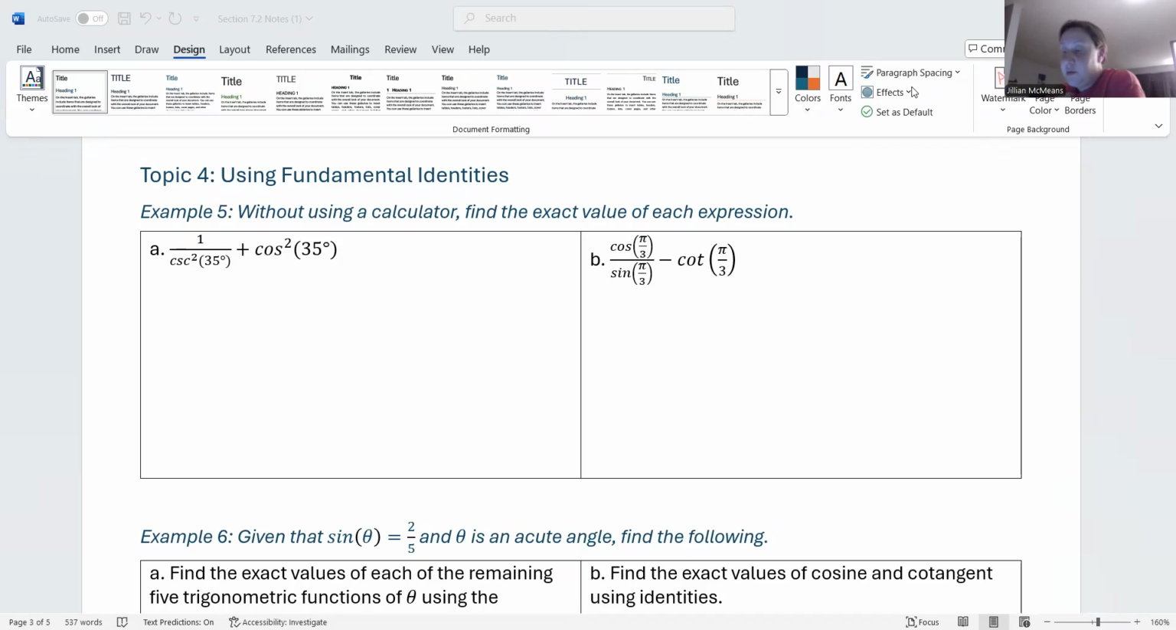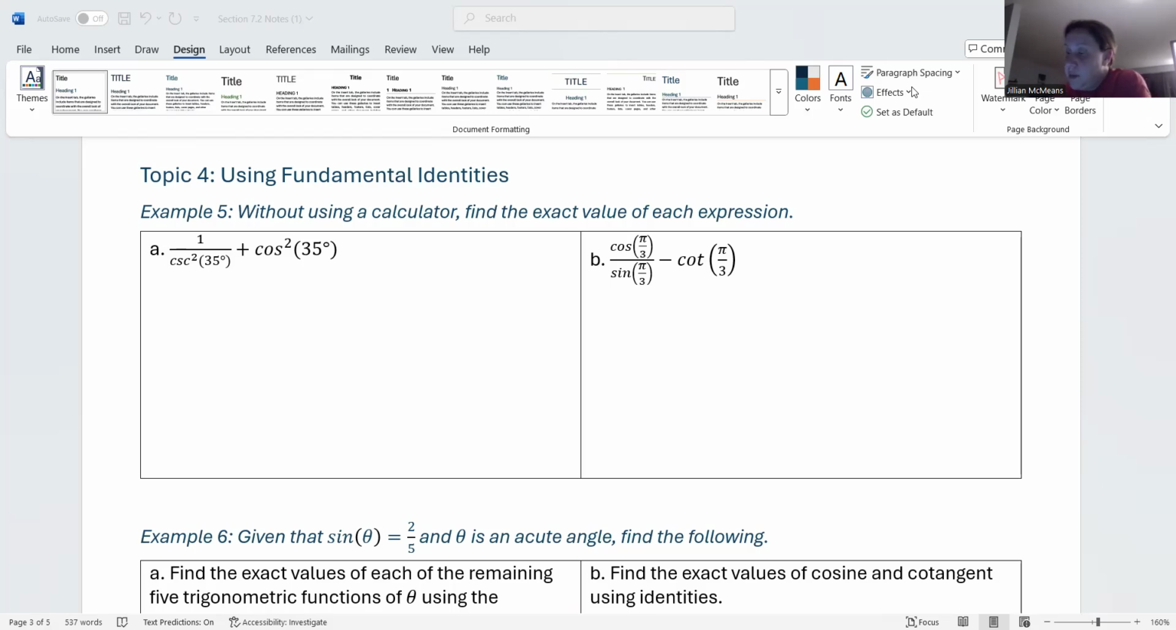Okay, so for example 5, it says, without using a calculator, find the exact value of each expression. First we have 1 over cosecant squared of 35 degrees plus cosine squared of 35 degrees. Well, geez, there's a lot going on here. I love when I see a cosine squared to have a sine squared along with it. That's very cool because sine squared plus cosine squared equals 1. I also remember we have these reciprocal identities, and there's a relationship between sine and cosecant.